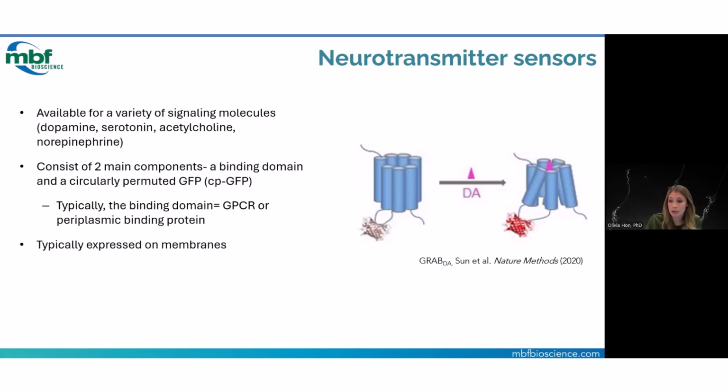Typically, neurotransmitter sensors are expressed on the membrane. So instead of recording intracellular levels, what you're recording is extracellular. So what you can see is the release of that neurotransmitter or signaling molecule. And again, with these, there's a whole variety of colors. There are some sensors that are red, which gives you the ability to, again, multiplex and record multiple signals at the same time.